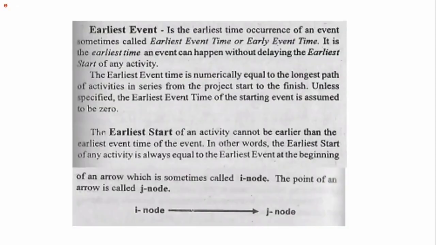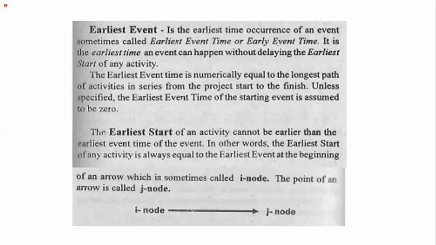Earliest event. What is earliest event? It is the earliest time occurrence of an event, sometimes called the earliest event time or early event time. Let's proceed. Earliest start. The earliest start of an activity cannot be earlier than the earliest event time of the event. In other words, the earliest start of any activity is always equal to the earliest event.